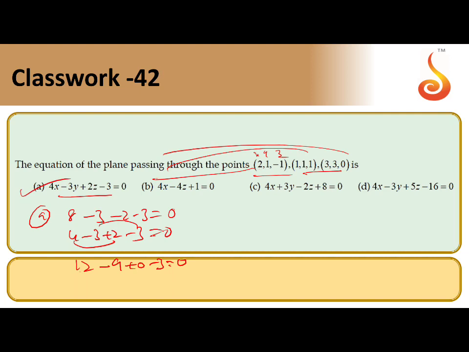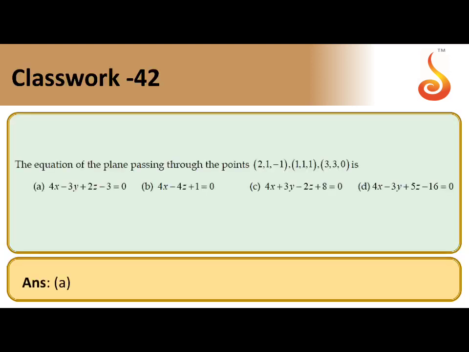Normal solving means you can take the formula: x minus x1, y minus y1, z minus z1; x2 minus x1, y2 minus y1, z2 minus z1; x3 minus x1, y3 minus y1, z3 minus z1 equals 0. It's a long process, so sometimes verification is helpful for solving the question. Here, since the plane passes through points, apply verification. That is an easy method to get the answer. So got it? Next.